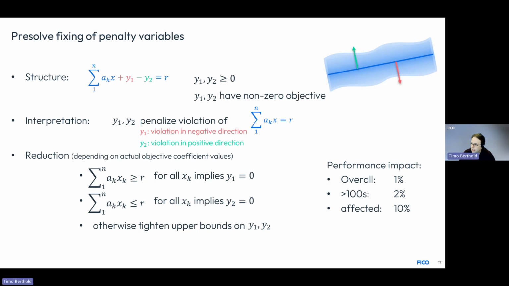Okay, so this gives only about a 1% improvement on hard instances, but of those problems that actually have the structure, it gives more like a 10% improvement. So it rarely applies, but if it does, it's quite impactful.